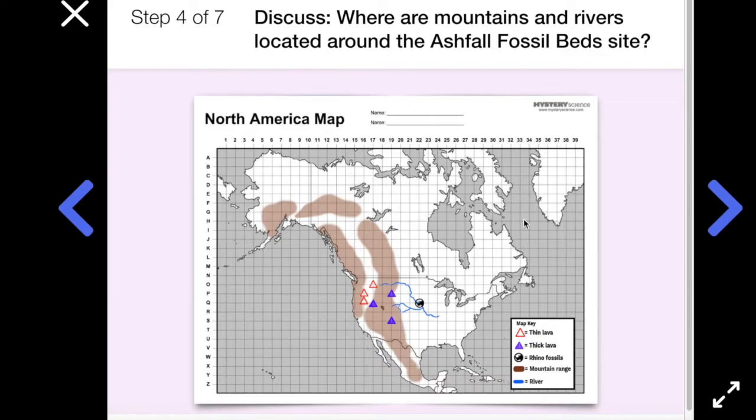Now, this map of the volcano types and the Ashfall fossil beds, Doug has added a lot more details to it. You don't have to add all these details to your map, but if you have extra time, it'll make a cool final project. So, Doug colored in the mountain ranges brown, and he still has the volcanoes with the thin lava over here and the volcanoes with the thick lava, those explosive volcanoes right here. Here's the rhino fossils, and the blue lines are different rivers.